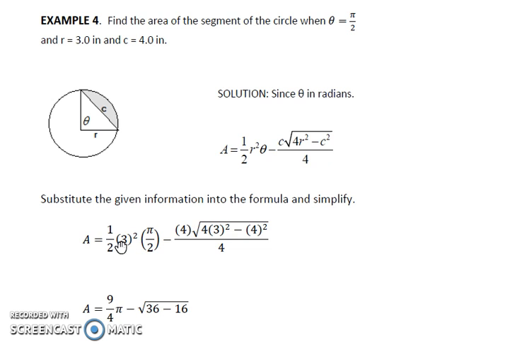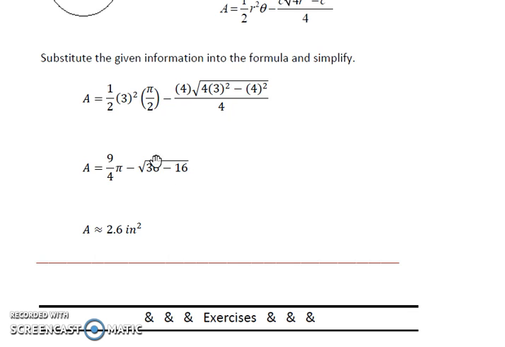And then we just have to simplify this. 3 squared, which is 9 times 4, would be 36. 4 squared would be 16. These 4's cancel out. Then we have 3 squared, which is 9. 2 times 2 is 4, so we get 9 over 4 pi. 36 minus 16, take the square root of that and subtract it from this. Looks like we could just put all this in the calculator and approximately get 2.6 inches squared for the area of the segment.